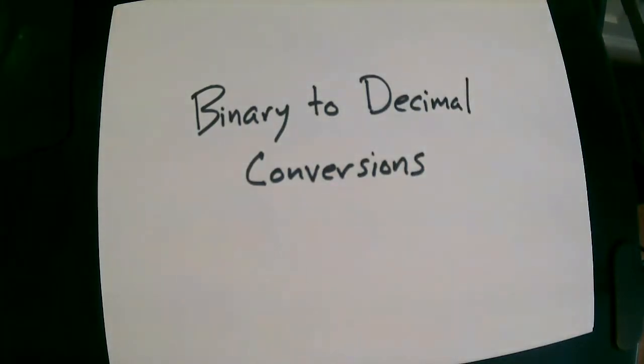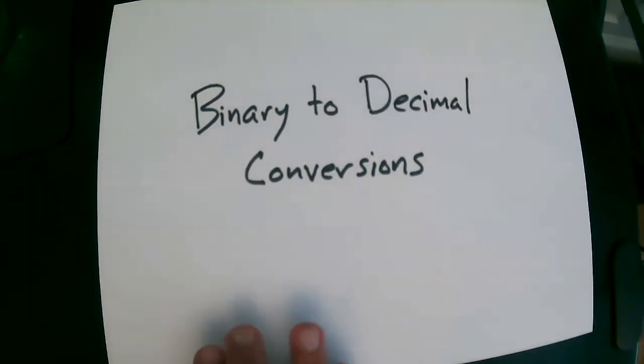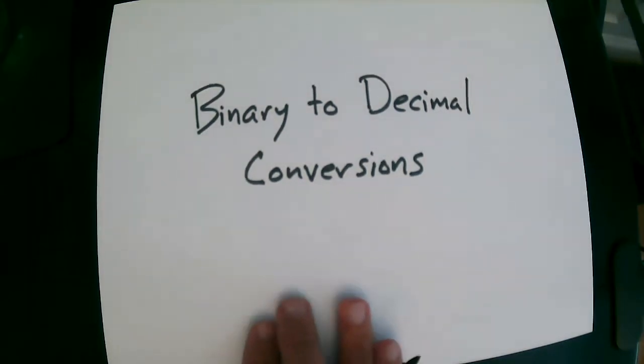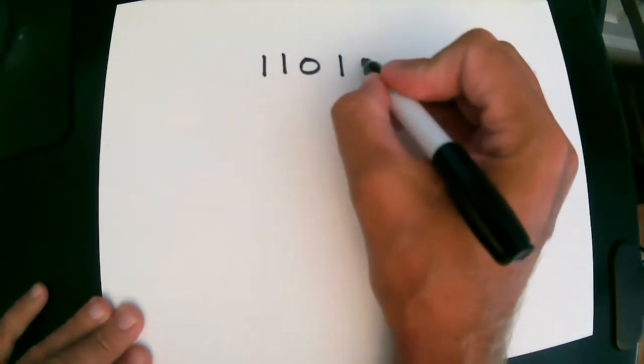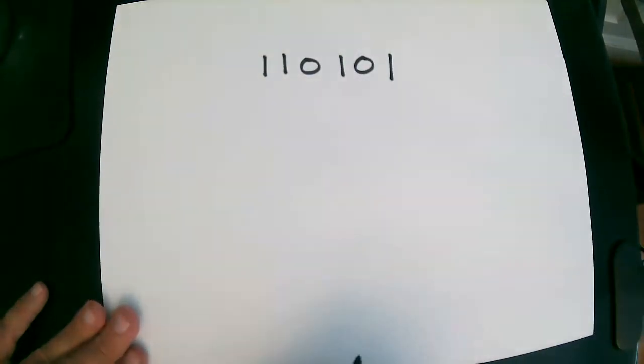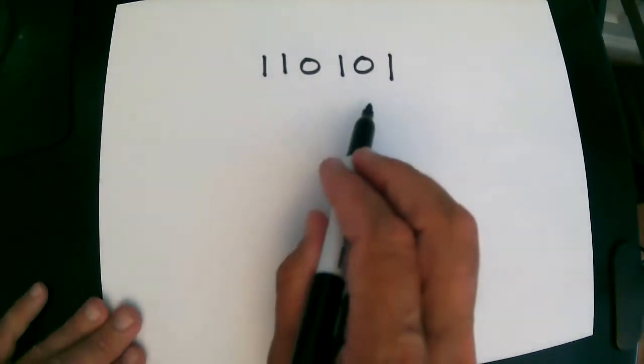All right, in this video, we're going to look at how we can take a binary number and convert it directly to its decimal equivalent. So, for example, let's suppose I had the binary number 1101101, and I wanted to turn this into its decimal equivalent, right?